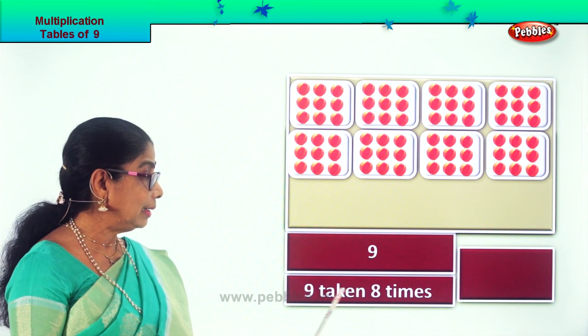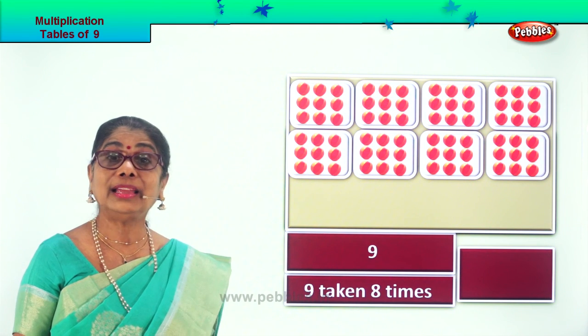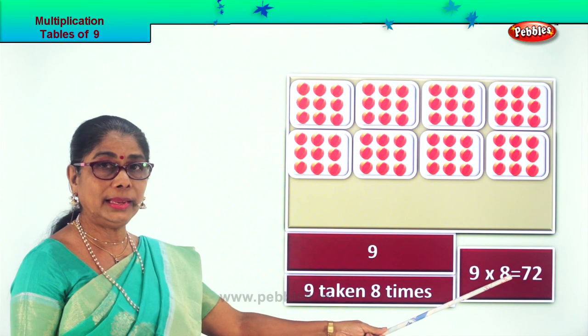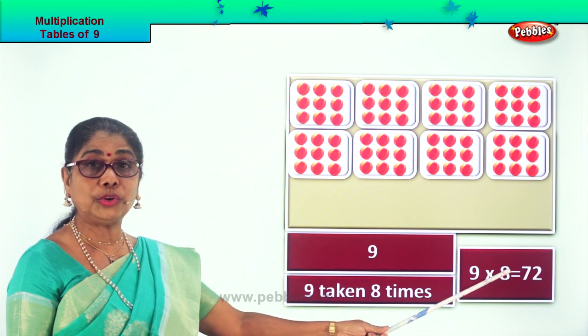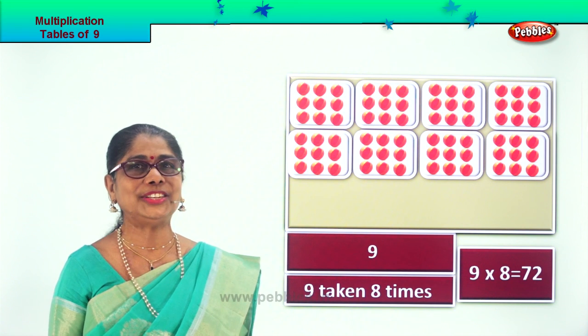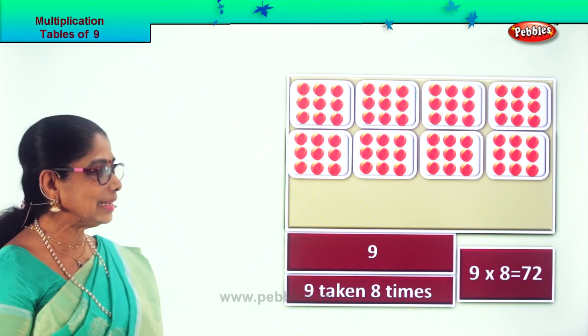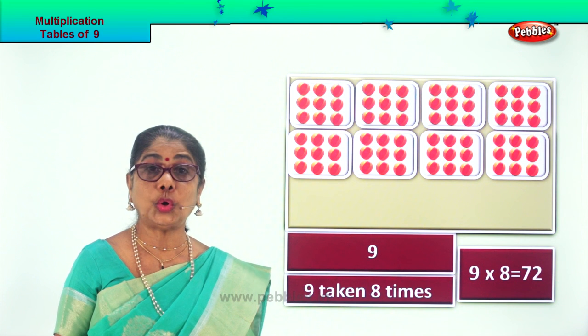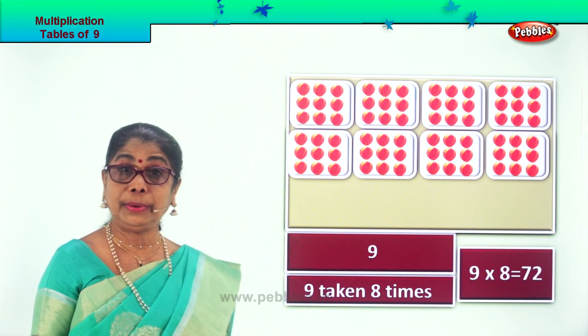9 into 8, that is 9 eighths are equal to 9 into 8 or 9 eighths are equal to 72. What is 9 eighths are? 72. 9 eighths are 72. Good. Are you enjoying building of 9 times table?